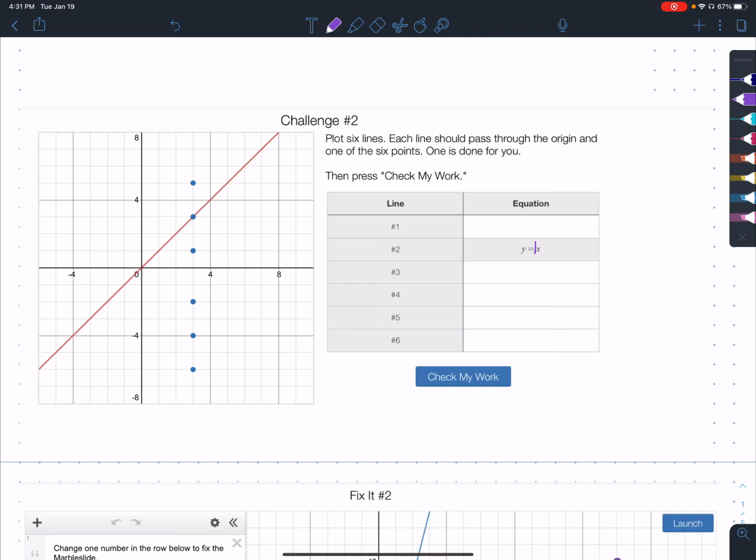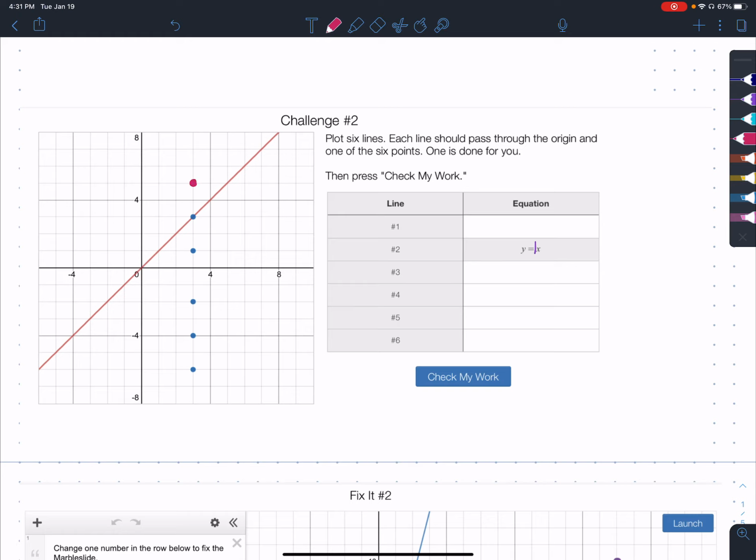And you can see that here, that when you go up by 1, you go across by 1. When you go up by 1, you go across by 1. When you go up by 2, you go across by 2. So your vertical over your horizontal for that line will always give you 1. So now we're going to do line number 1, so using this first dot here.